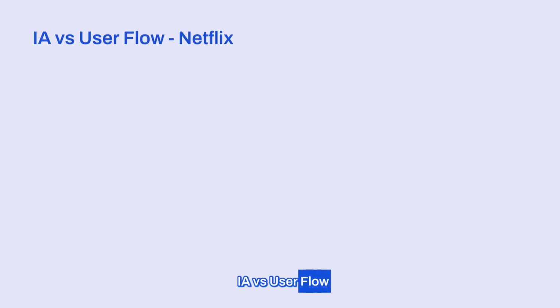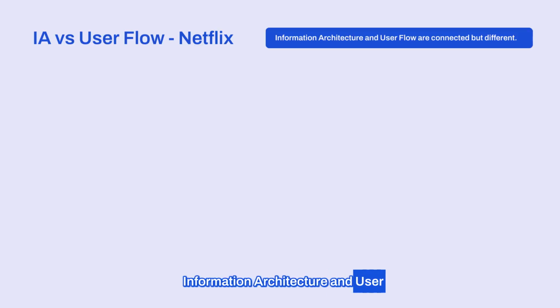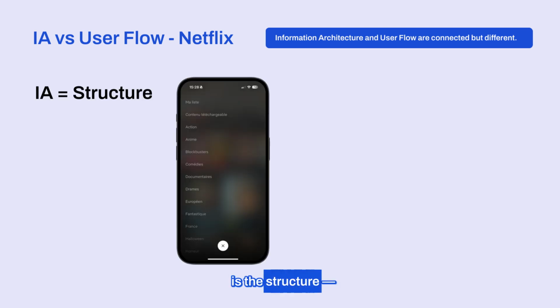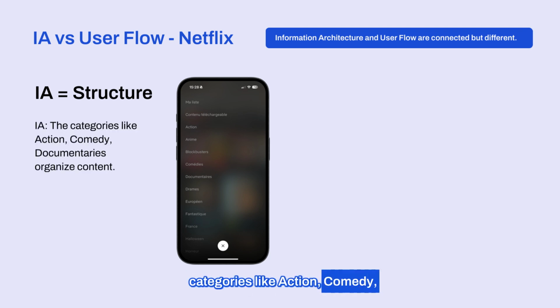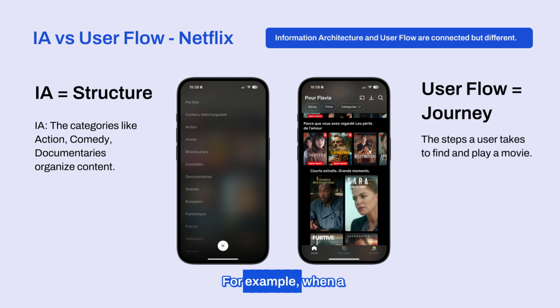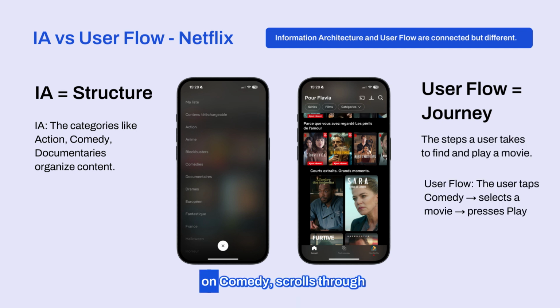IA versus user flow. Information architecture and user flow are connected but different. On Netflix, the IA is the structure. It's how movies and shows are organized into categories like action, comedy, or documentaries. It tells us where the content lives. But the user flow is the journey. For example, when a user opens Netflix, taps on comedy, scrolls through the options, picks a movie, and presses play, that sequence of steps is the flow. So, IA defines the structure, while user flow defines the movement through that structure.